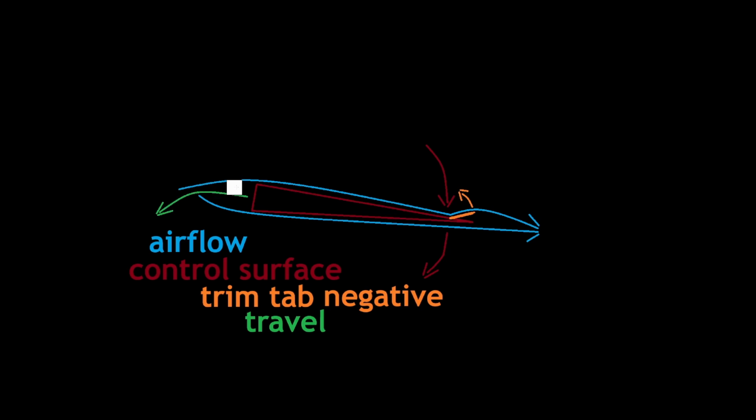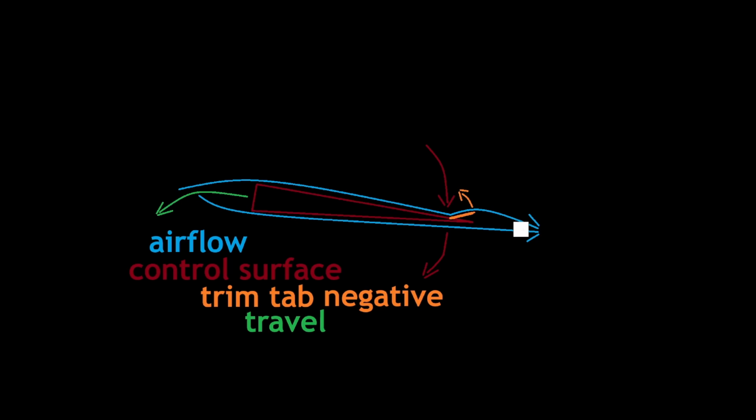And what that does is cause this flow of air coming around to encounter an obstacle that it now has to divert around. And as it diverts around it, it's going to cause a lateral push on this control surface, which causes it to move in the direction of these red arrows. So trim tab goes this way, control surface goes the opposite direction. And the aircraft is going to respond to that by moving with that moment.